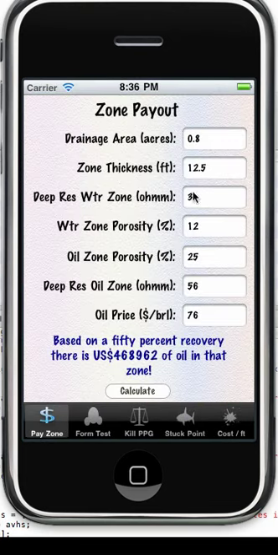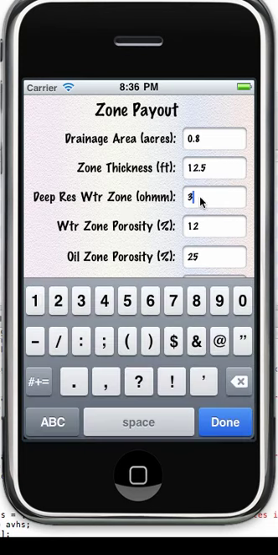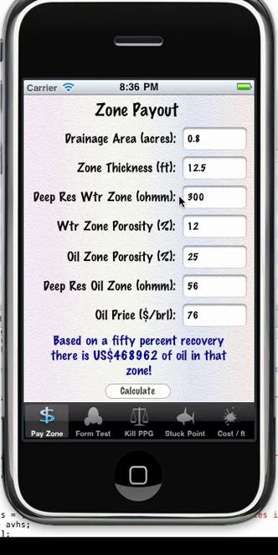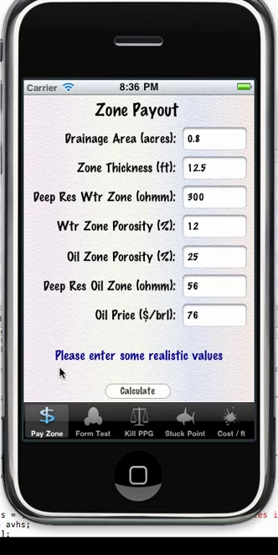Also, for example, where one value is dependent on another, I have linked the two. So say, for example, you were to try to enter a value in here that doesn't make any sense. You cannot have the resistivity of the water zone higher than the resistivity of the hydrocarbon zone. So it will also pick up that sort of error and ask you to have a look at it.